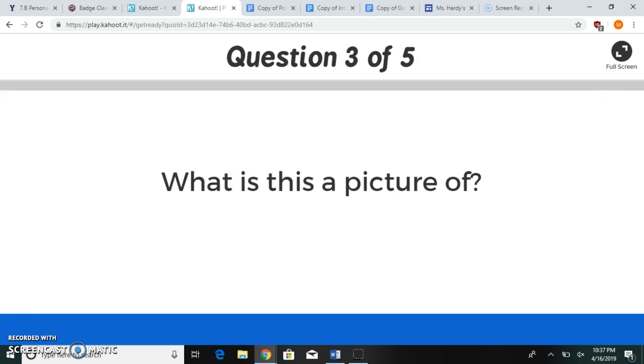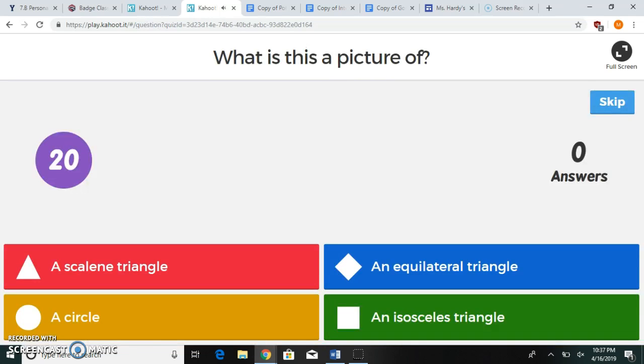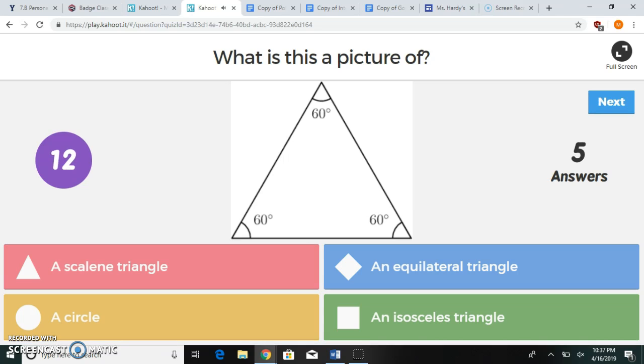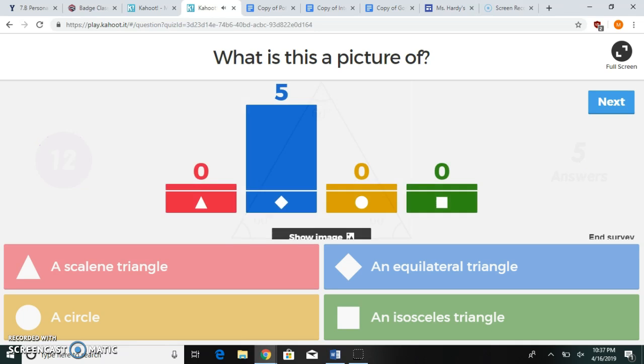Okay. There's only 3. What is this a picture of? A scalene triangle, an equilateral triangle, a circle, an isosceles triangle. It's definitely a circle. Yes. Good job, guys. Good work.